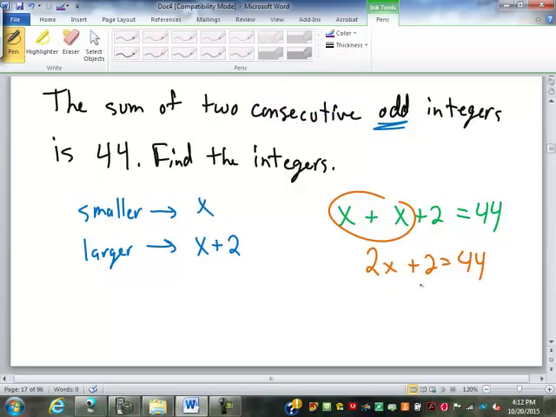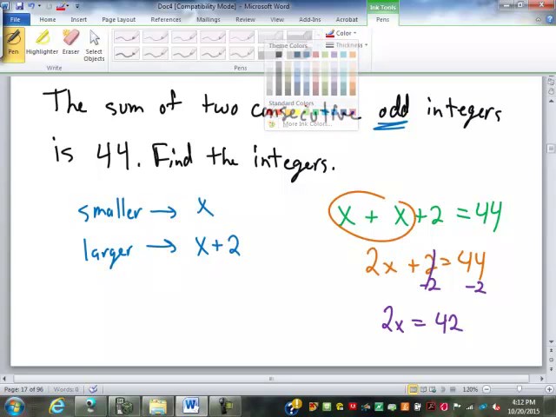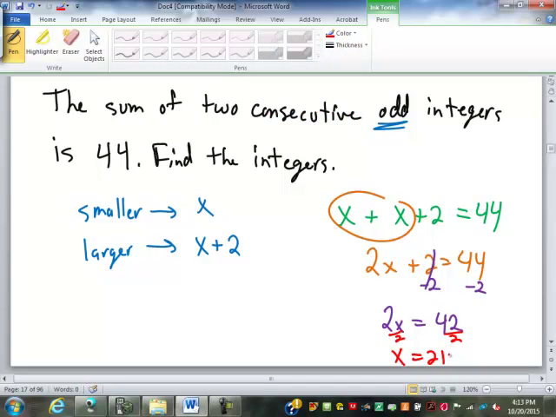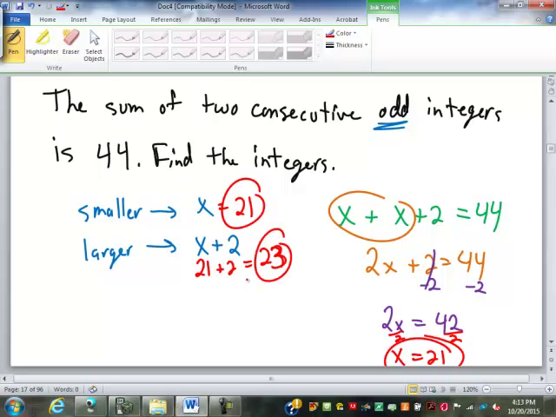And then subtract 2. 2x equals 42. And divide by 2, x equals 21. So as always, you've got to come back and answer the question. X is 21. That's the smaller one. 21 plus 2 is 23, the larger one. So 21 and 23 are the two integers.